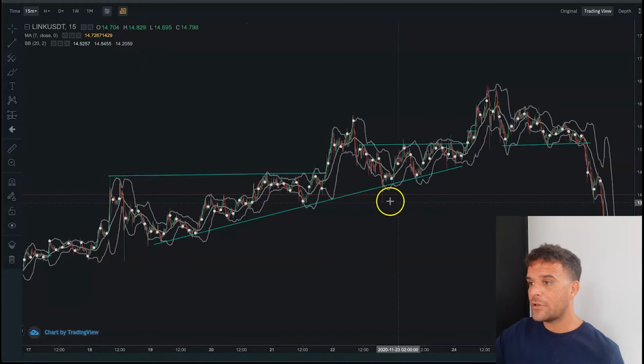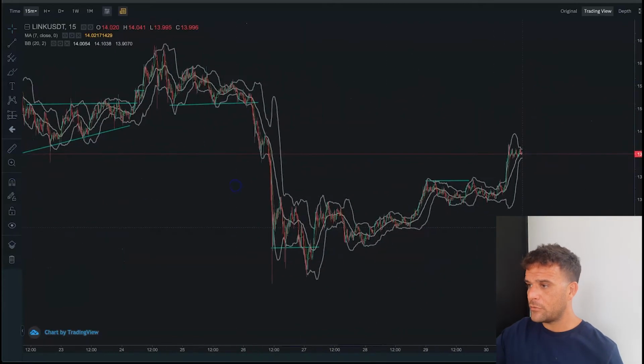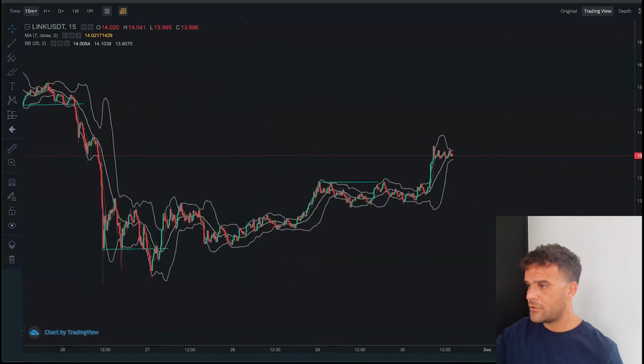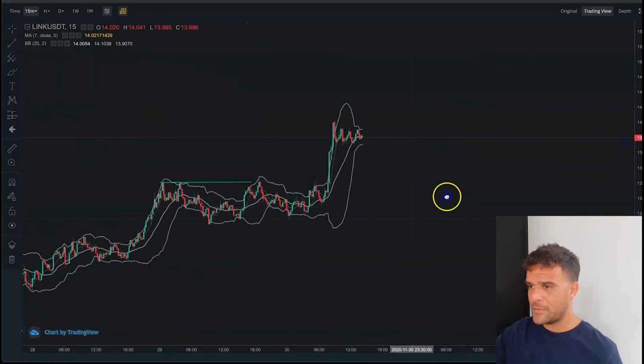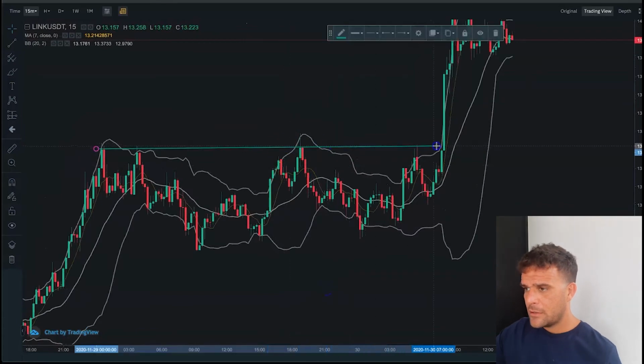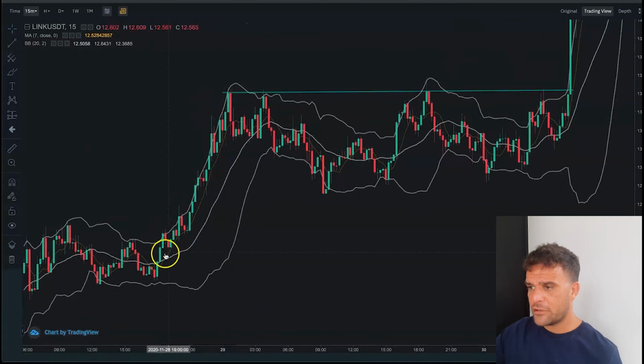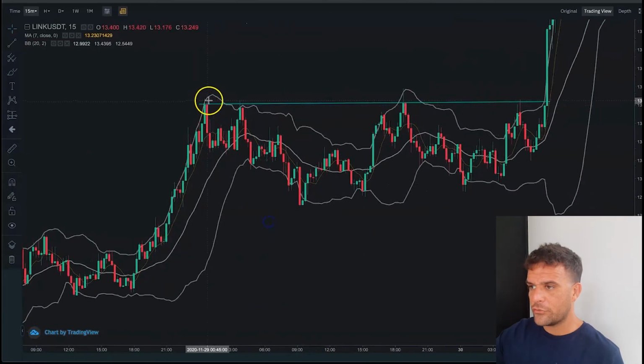So let's go back on to Link here and have a look for a resistance level. Let's go to the most recent, as I'm filming this. Let me just zoom right in for you, and let me bring this across. You can see this price has come up and up and up with not much resistance. It's got to this level.